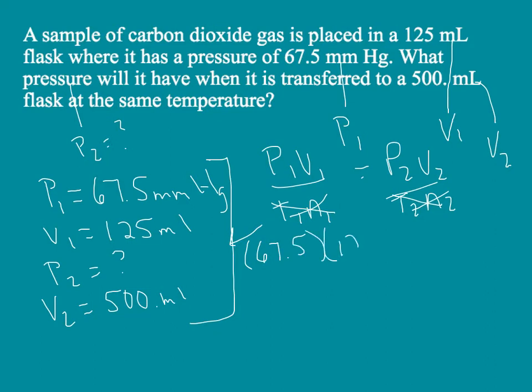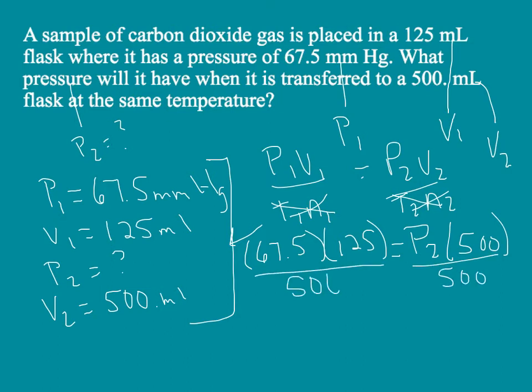67.5 times 125 equals P2 times 500. All right, then we are going to solve for P2, so we're going to divide by this 500. So we're going to take 67.5 times 125 divided by 500 and get that pressure 2 is equal to 16.875. And we need to look at sig figs. This is 500, so they all have 3. So our final answer is 16.9.